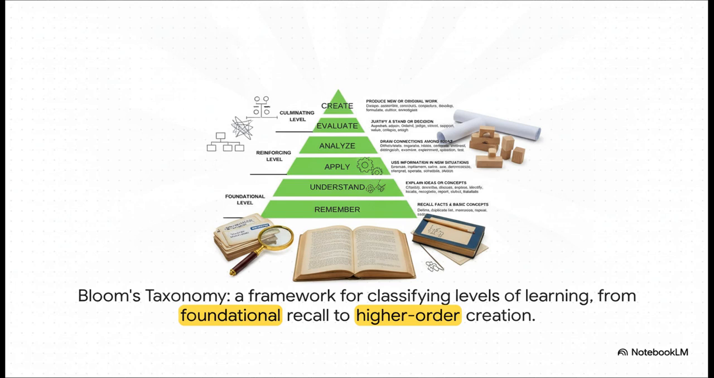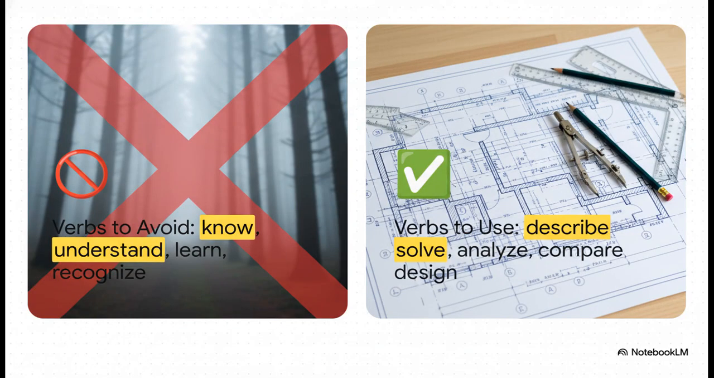Look, this isn't just guesswork. This framework lays out all the cognitive skills in a pyramid, starting with simple stuff like remembering facts at the bottom, all the way up to complex creation at the very top. So your job is to pick a verb that actually matches the level of thinking you expect. Are you asking them to just remember something, or to analyze a complex idea, or maybe to create something brand new?